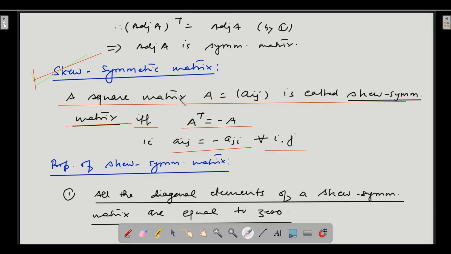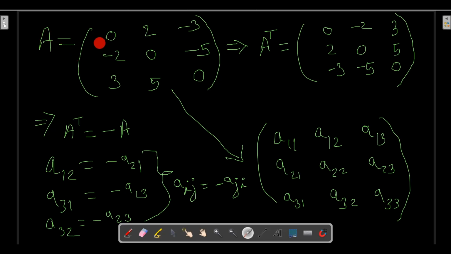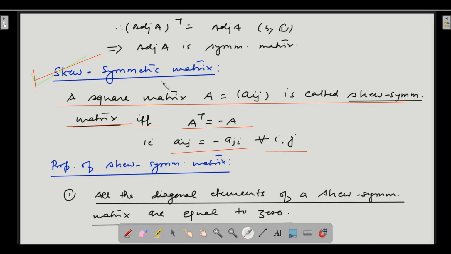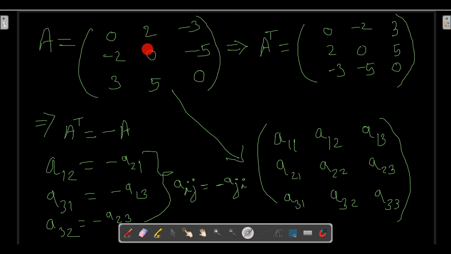Let us suppose there is a matrix A which looks like this. What does the definition say? It will be called skew symmetric if and only if A transpose is equal to minus A. So let us take its transpose. First row will become the first column, second row will become the second column, and third row will become the third column in the transpose. That is how transpose is defined.